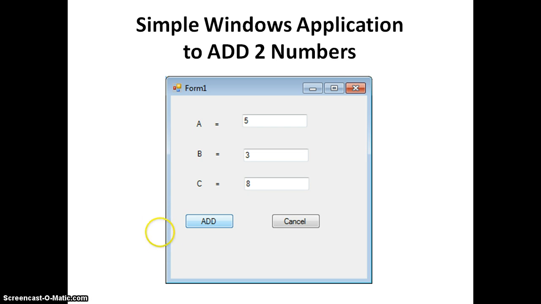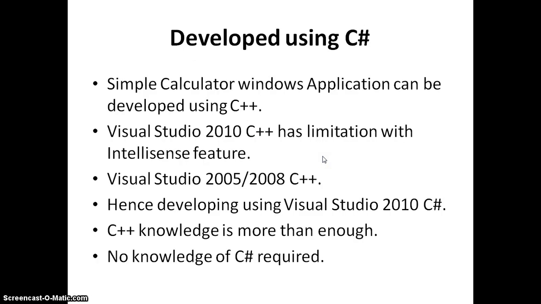We are going to develop a Windows application. It is just a single form which has certain text boxes, labels and buttons. So what is our objective? We give 5 and 3. When you press the add button, it should provide us 8. So this is a Windows application developed using C#. So why exactly C#?